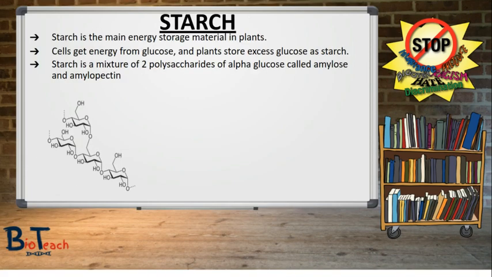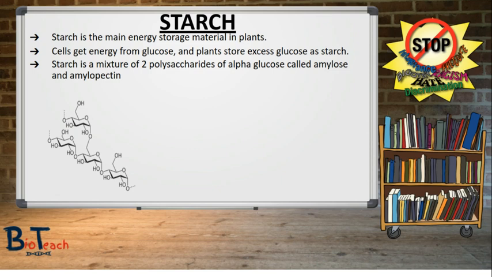We're going to look at starch first. Starch is an energy storage molecule found in plants, and it's found in concentrated amounts in insoluble starch granules within specialized plastids called amyloplasts. It's a polymer of alpha glucose and consists of two types of molecules, amylose and amylopectin.